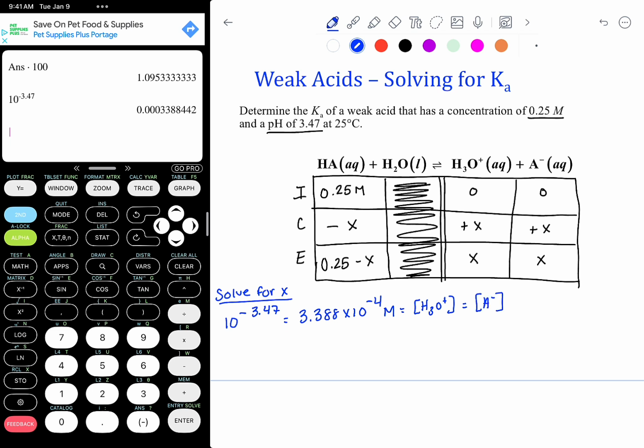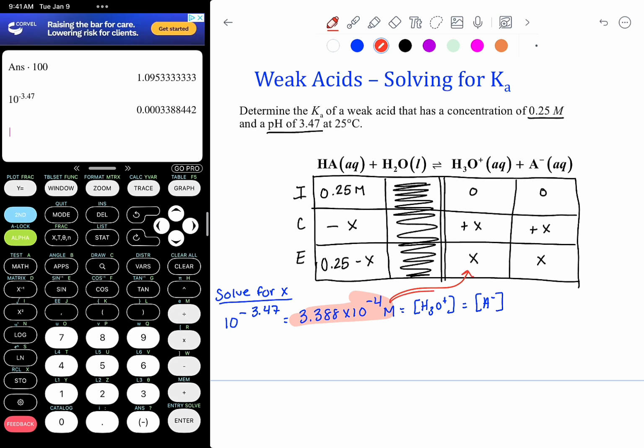So we can now take this value and say, okay, well, we know this now for this x. We know it now for this x. We can also plug it in for that x there, and even solve it for that as well. So now that we know what x is, we can solve for Ka. So we know that Ka is going to be x squared, so 3.388 times 10 to the minus 4, that's going to be a squared value. X times x is x squared, divided by 0.25 minus that x value.